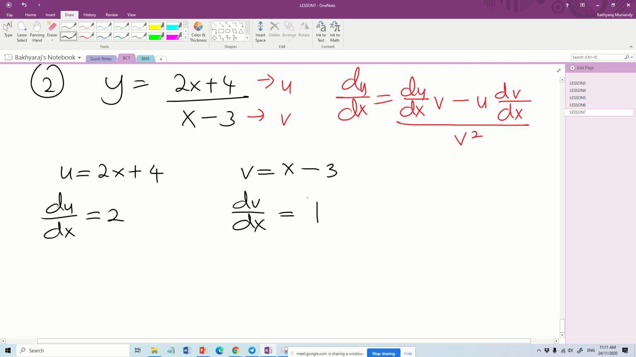Okay, so we copy back what is u and v and then get what is du and dv there. So u is 2x plus 4, v is x minus 3. When you differentiate u, you get 2. When you differentiate v, you get 1. And then we do cross multiplication.